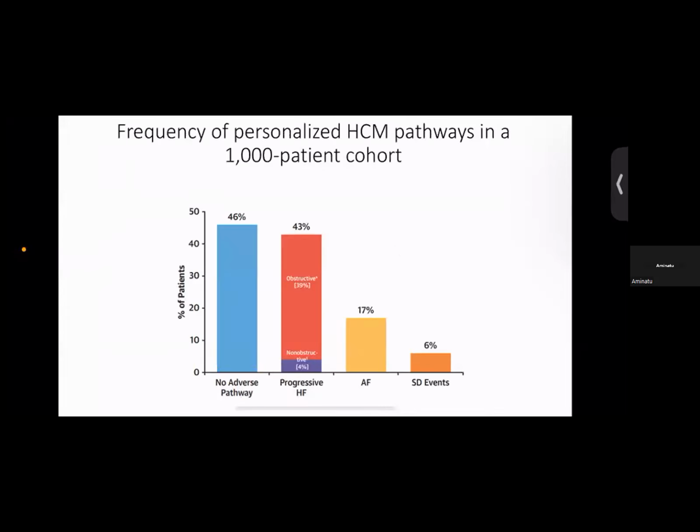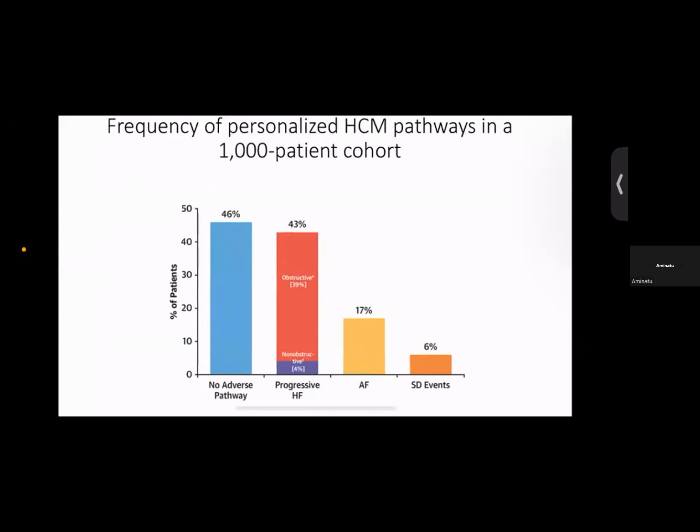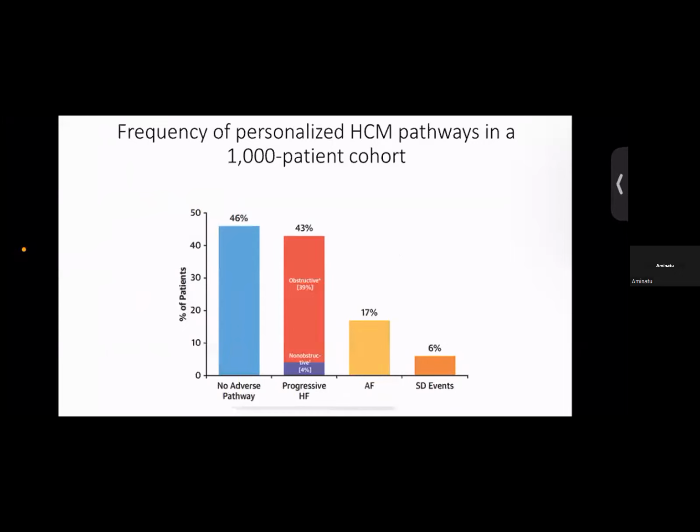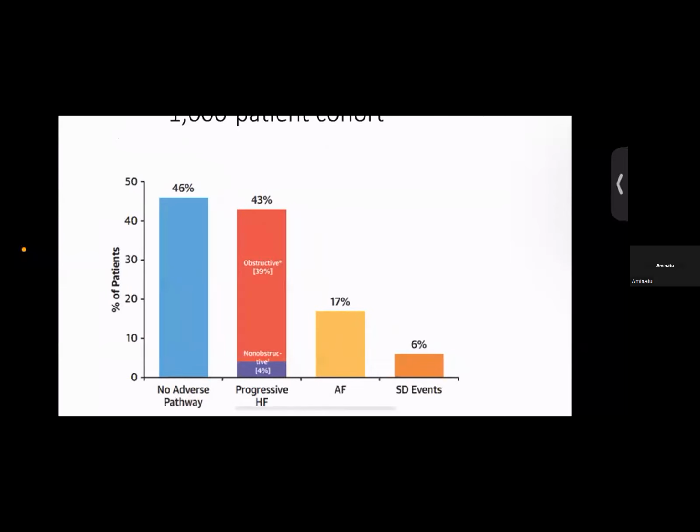So this is just a graph showing the frequency of HCM pathways in about a 1,000 patient cohort that were examined. So the blue is showing about 46% with no adverse pathway. So like we said, it is majorly asymptomatic. Then the red is showing that out of this, 43% have progressive heart failure, and the majority of them have the obstructive type of HCM. Then about 17% will present with AF and complications of AF, and then 6% will have a sudden cardiac event.